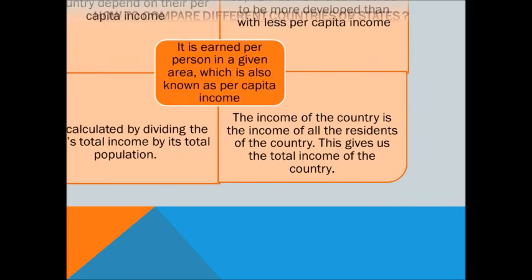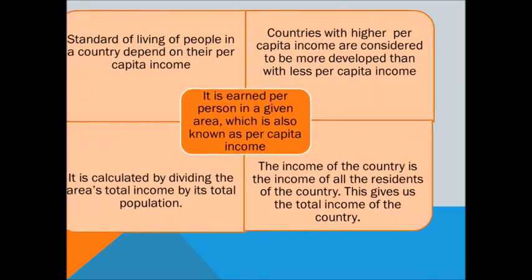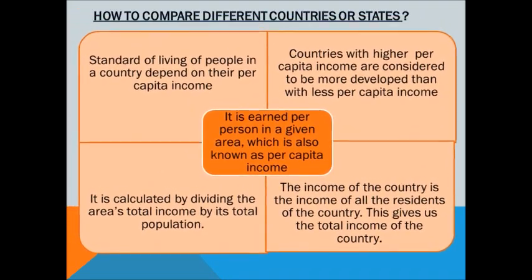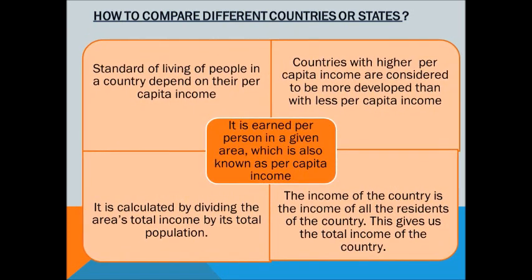See the darker part. It is the income earned per person in a given area, also known as per capita income, where the standard of living of people in a country depends on their per capita income. Countries with higher per capita income are considered to be more developed than those with less per capita income. It is calculated by dividing the area's total income by its total population. The income of the country is the income of all the residents of the country. This gives us the total income of the country.